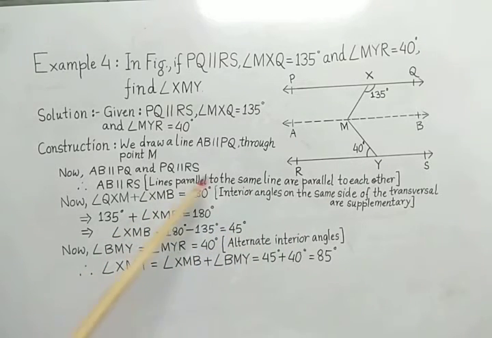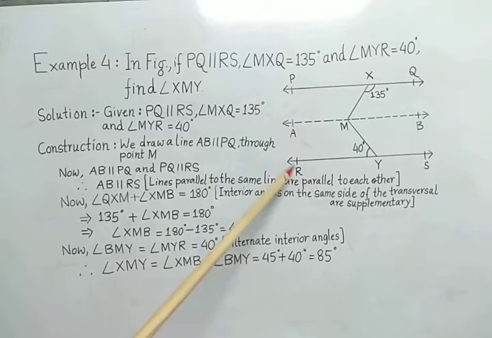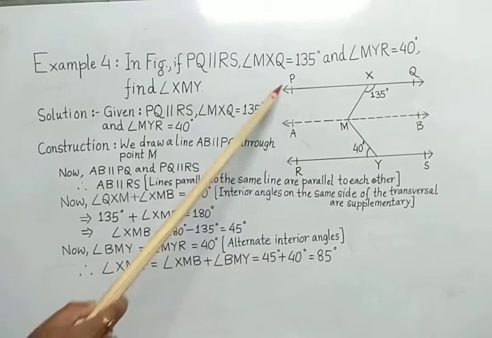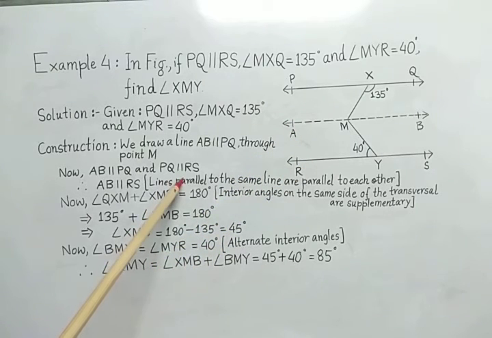Understood? So which lines? The lines PQ and the line RS. If you consider these two lines, so you can see here AB is parallel to PQ. AB is parallel to this line. Similarly, PQ is parallel to RS. Clear? So both are parallel to PQ. That means these two are also parallel. This is what is said by this theorem. Clear?